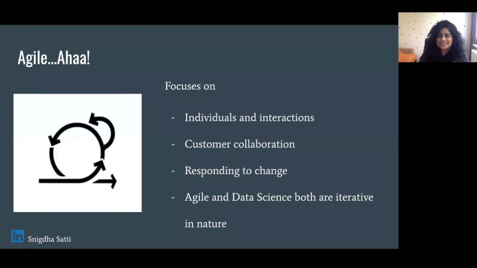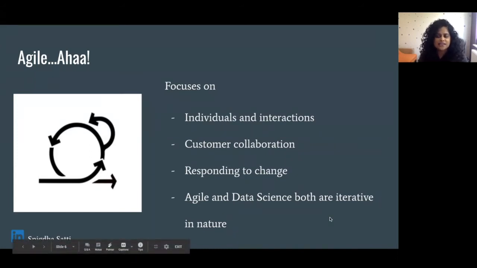I could immediately tell that Agile was the way to go, because I've always believed in Agile. I've always worked in Agile since I started my career. And I knew that Agile was the answer because it focuses on individuals and interactions. It encourages customer collaboration, and one of the best things is that it responds quickly to change. So it will enable the team to respond quickly to changing scope or changing requirements, because that is the nature of data science. And another thing is that both Agile and data science are iterative in nature. So it's so much easier to merge them together and make them work in the best way possible.